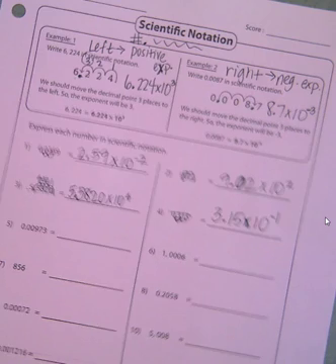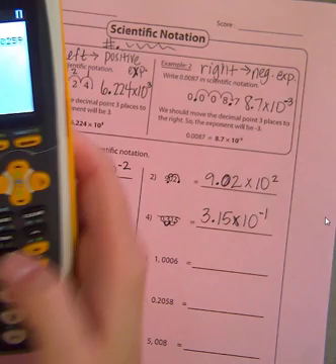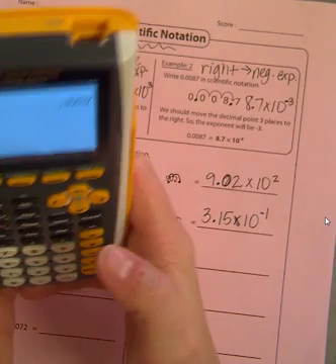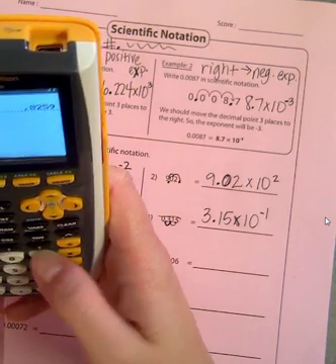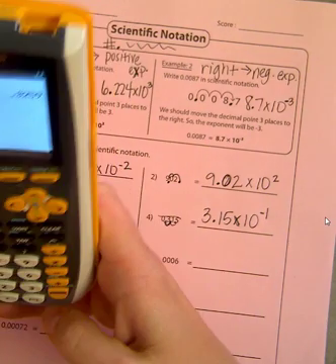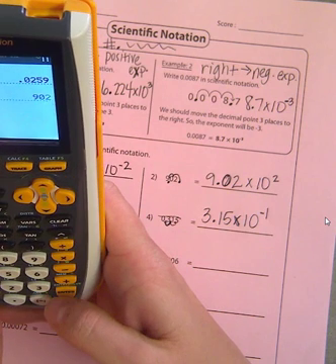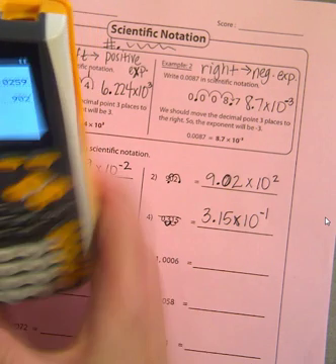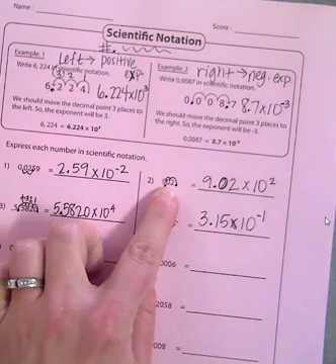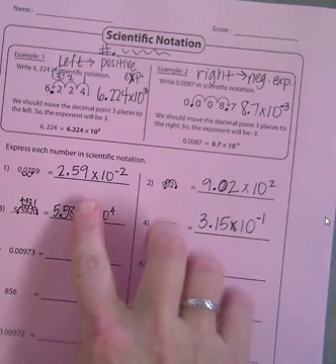And to check the other way, you do the same thing. Enter in your answer. 9.02 times 10 to the second power. 902, which is what we started with. Okay? So that is how you check that. You can do the rest of these on your own.